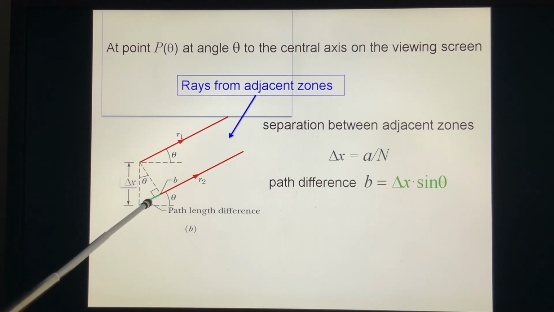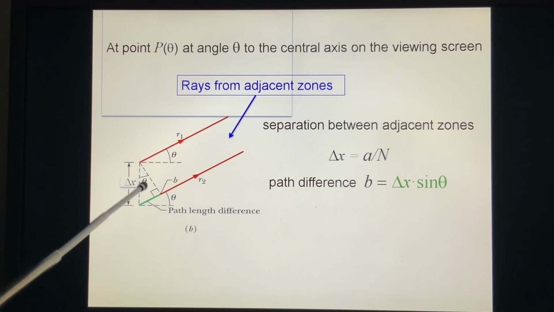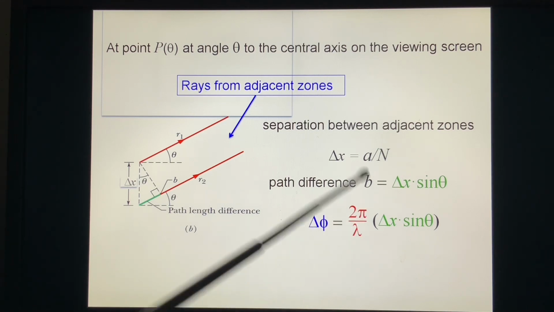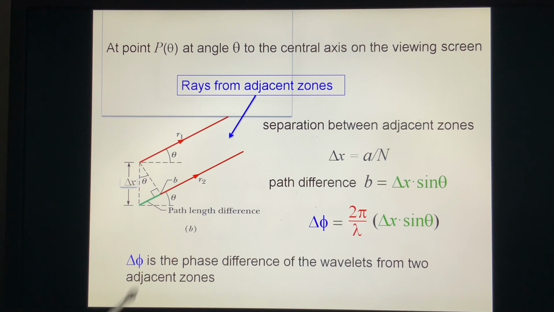This is the green one, the B. B equals what? B in this triangle equals delta x sine theta. So when these two lines reach point P, they have a phase difference. We convert the path difference into phase difference. We know that one lambda distance equals 2 pi phase change. So delta phi is determined by the path difference of the wavelets from two adjacent zones.